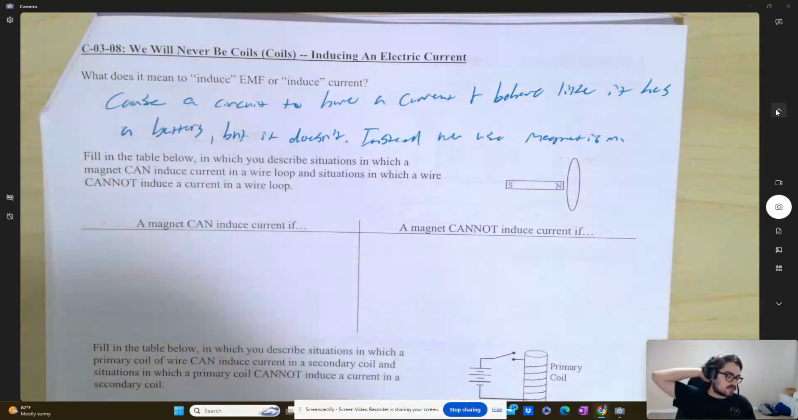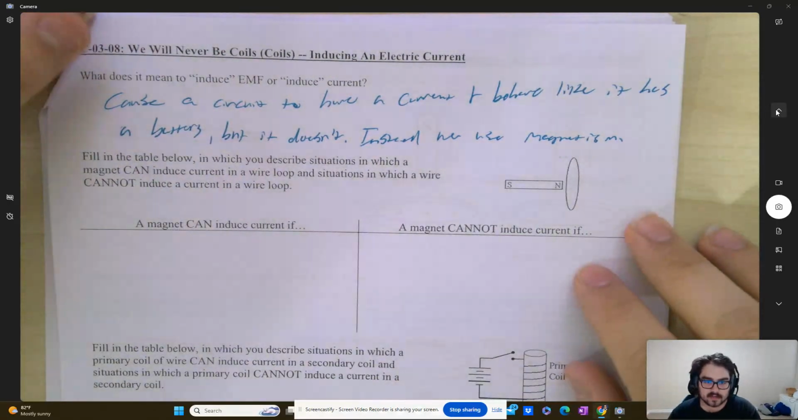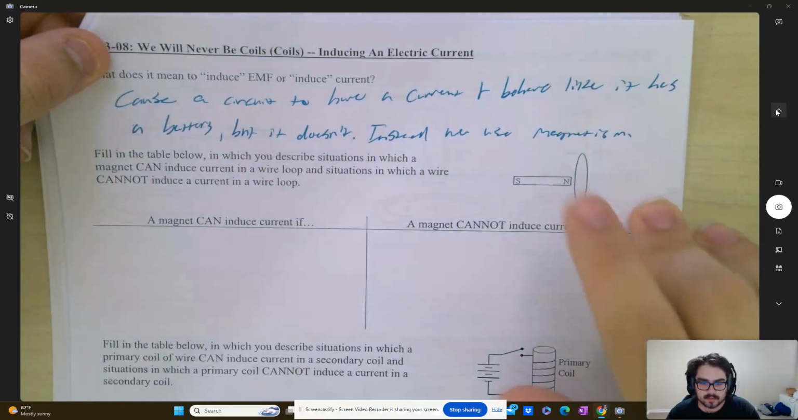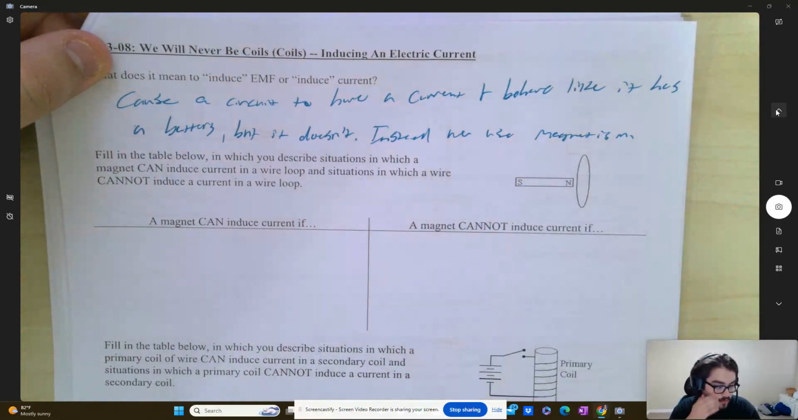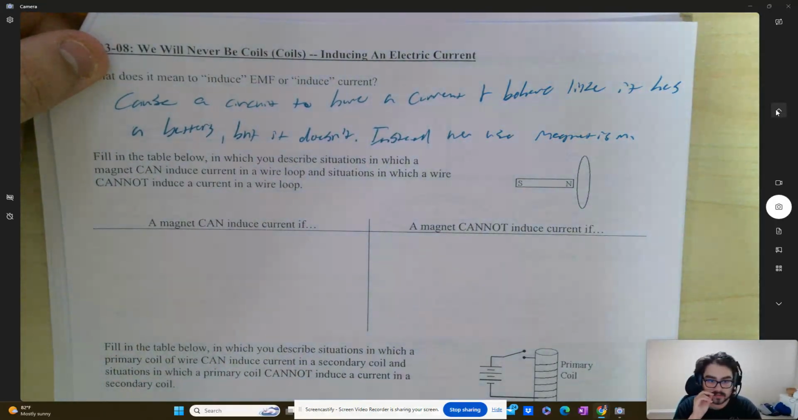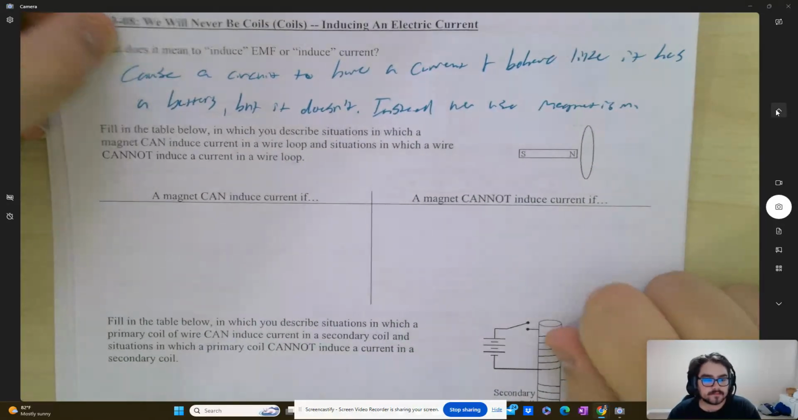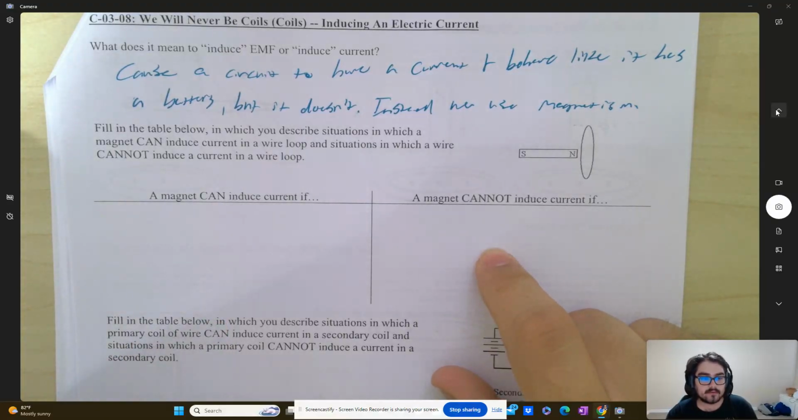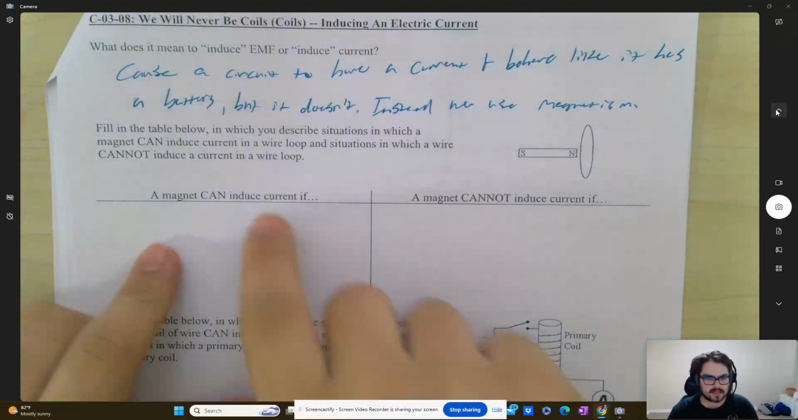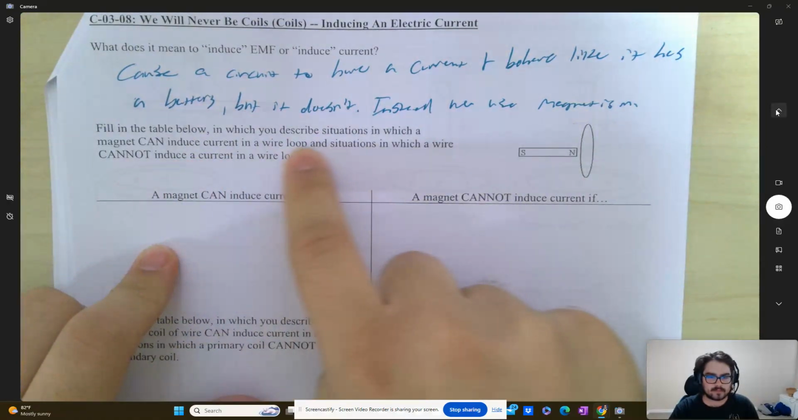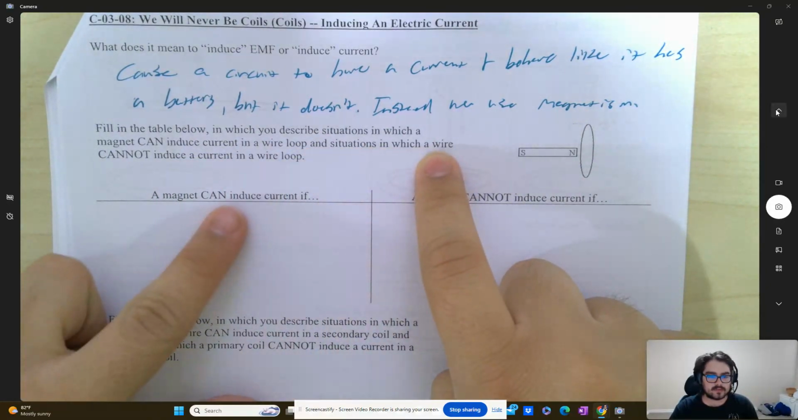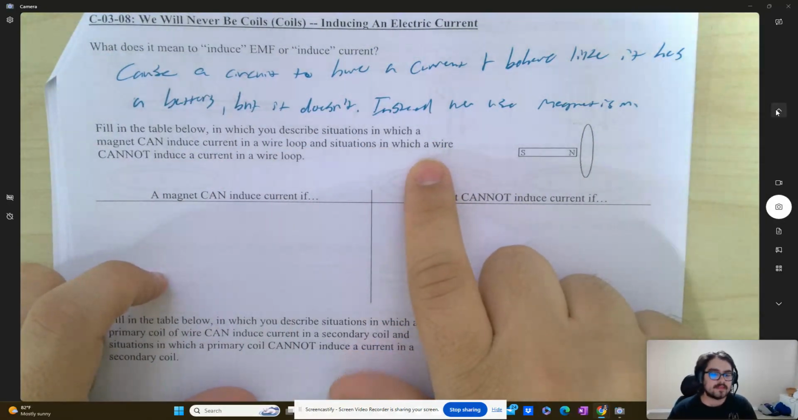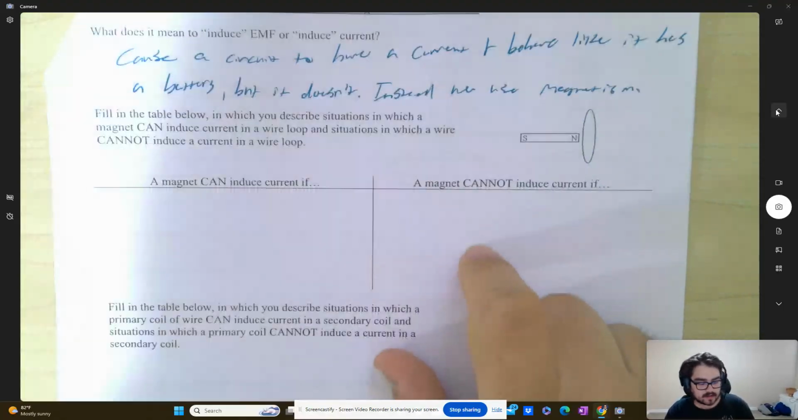And it's actually pretty interesting, but we look at it a little bit here, but that's something that we really dive into when we circle back around to the calculus stuff. Okay. There are a couple of situations in which a magnet can induce current in a wire loop, and situations in which it cannot induce current. Okay, it should say magnet, right? There's situations where it can induce and where it cannot induce.